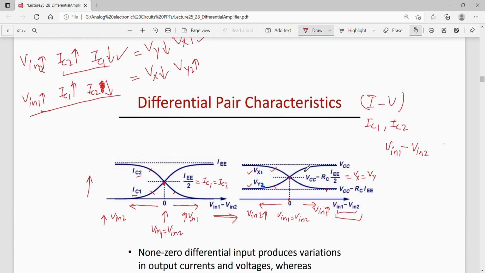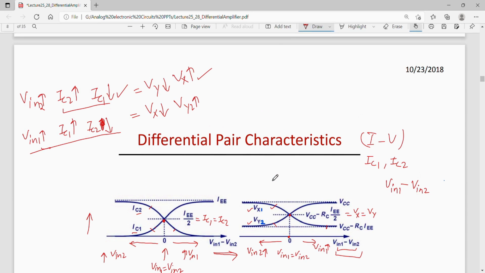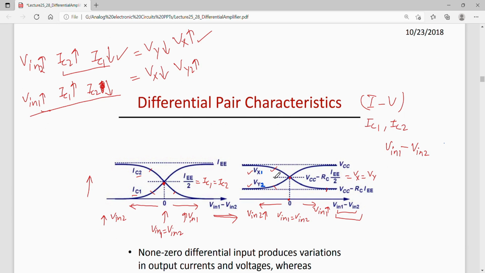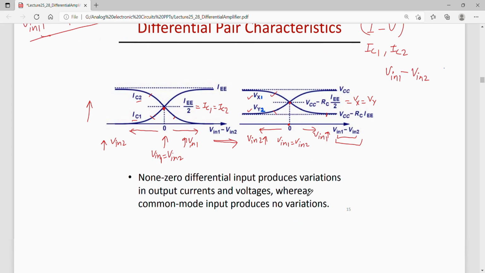Okay. So one can understand the IV characteristics from the response of the differential stage. So one can find out the IV characteristics.